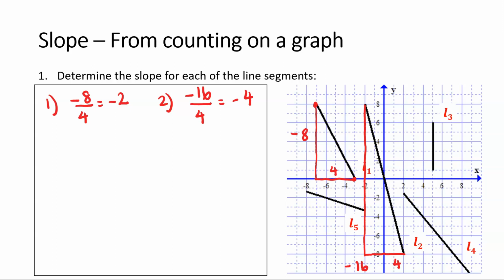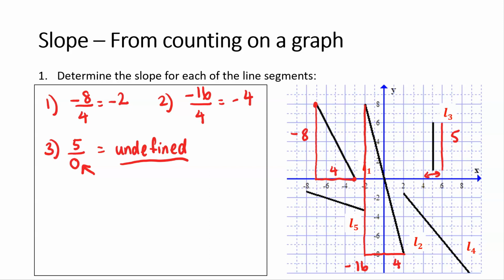Line 3 now. Notice that line 3, you can say it goes up, you can say it goes down. Same thing, we can say we have a rise of 1, 2, 3, 4, 5, but there's no run. It doesn't go across at all. So since there's no run, it's not going across, let's take a look at that slope. A rise of 5, but a run of nothing, a run of 0. And you can't divide by 0. What we say is that is undefined. Undefined because we cannot divide by 0.